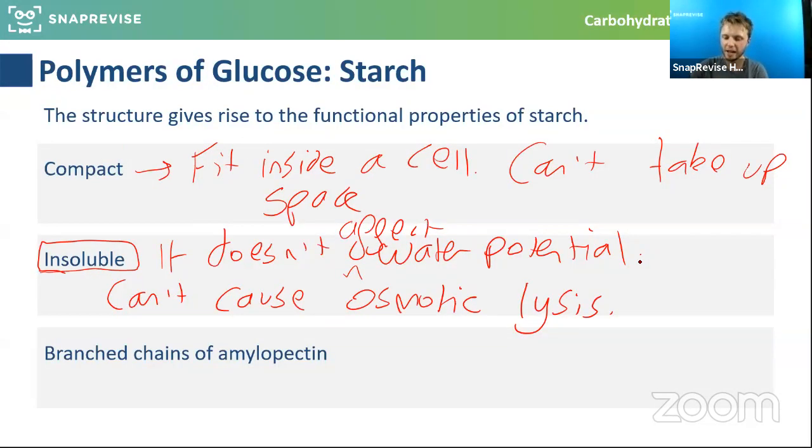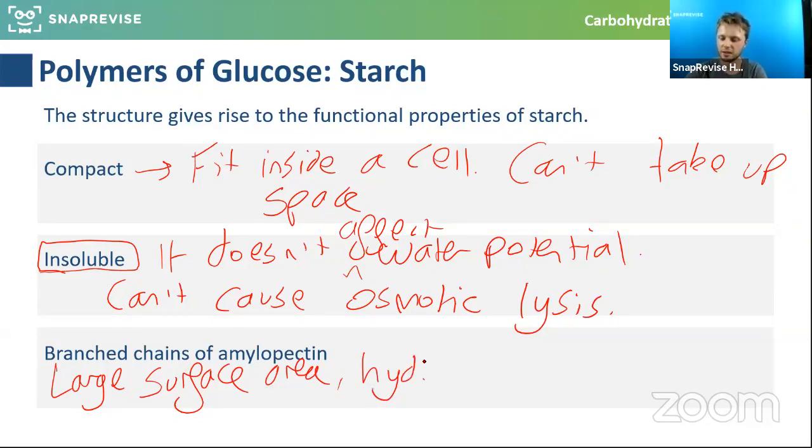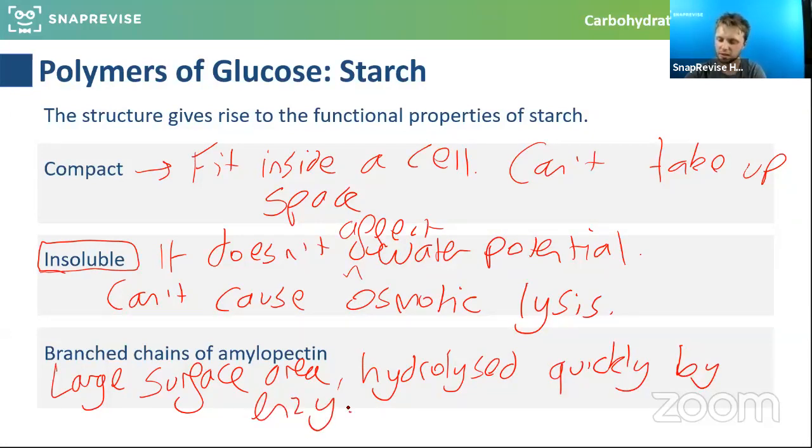But by having branched chains of amylopectin, it means that it has a very large surface area, another term you're going to come across a lot in biology. It's got a very large surface area, so it can be hydrolyzed quickly by enzymes, releasing energy. Okay, they are the functional properties.